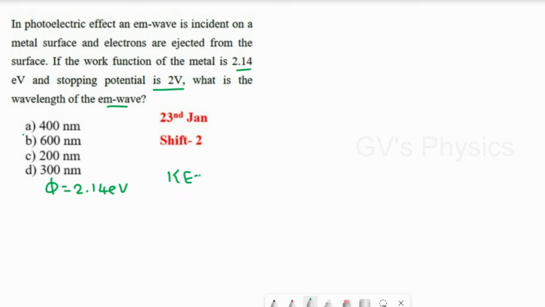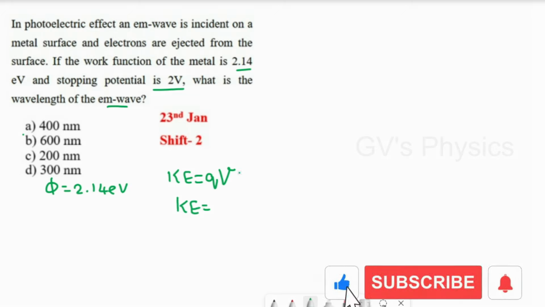The kinetic energy formula is QV. Q is a constant, the charge of an electron, so instead of Q we can substitute e. Stopping potential is 2, so we can write the kinetic energy as 2 eV. Okay, so this is the kinetic energy.